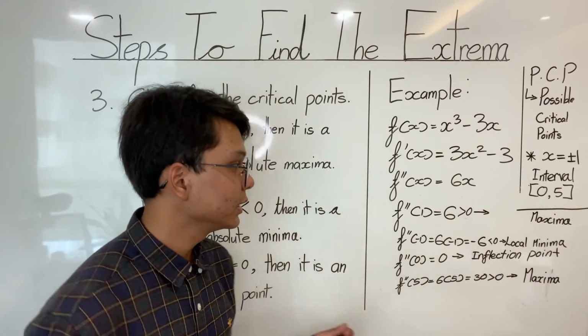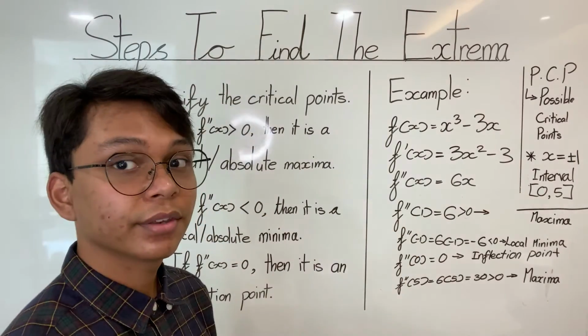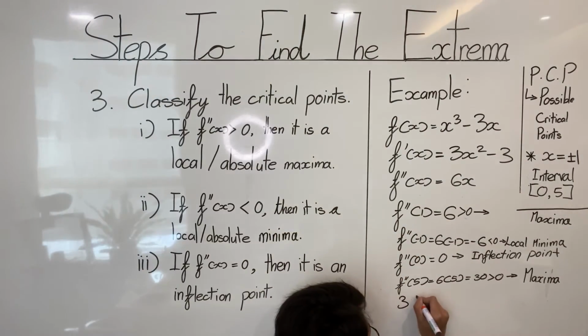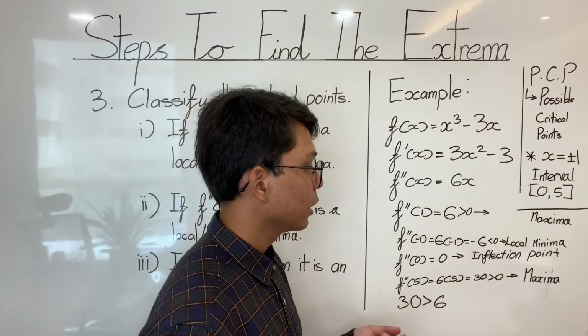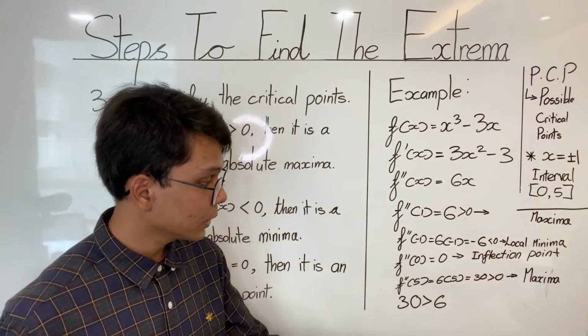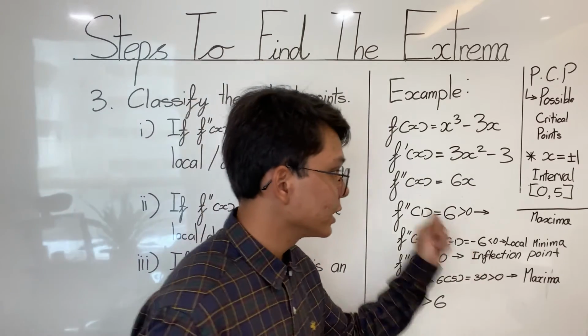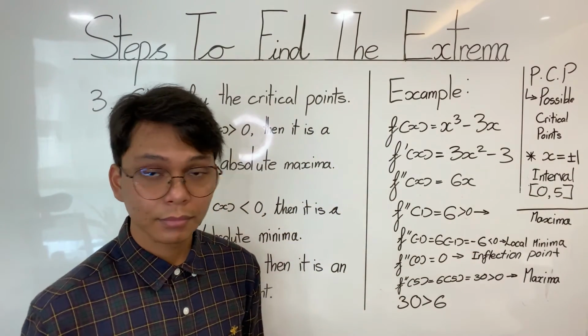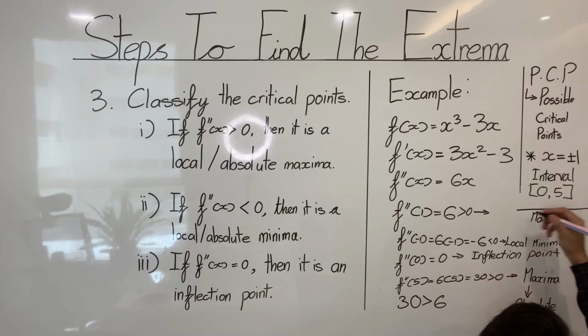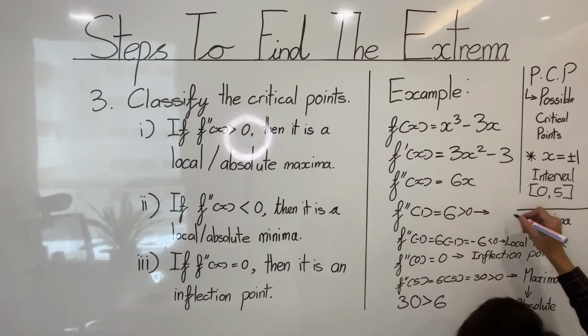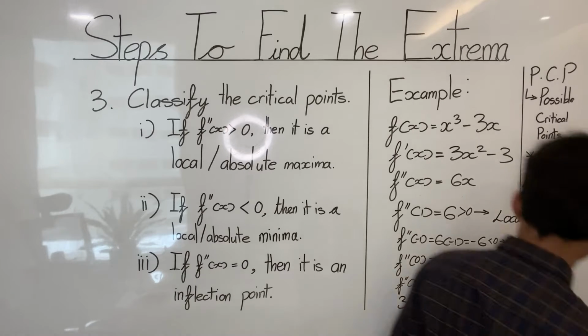Now, to tell the difference, you see 6 and 30, right? 30 is more than 6. Since 30 is more than 6, you can safely assume that the x value 5 is actually the absolute maximum, and the x value 1 is a local maximum.